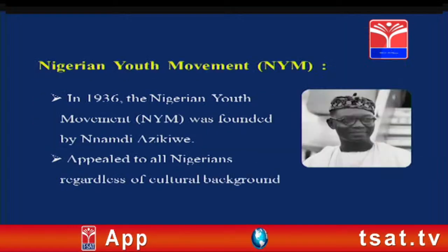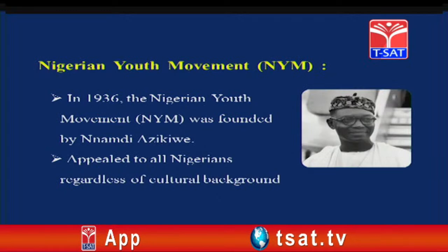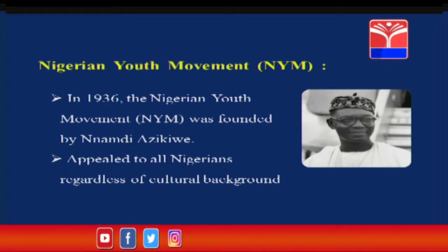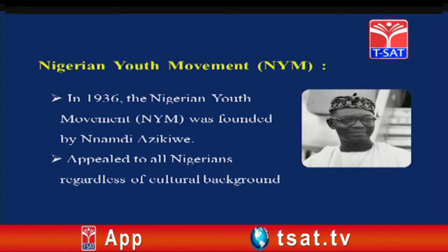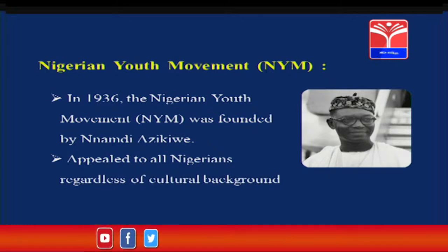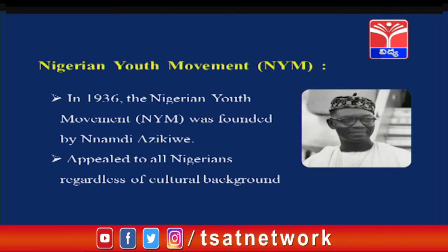Another political party arose in Nigeria, which is known as the Nigerian Youth Movement, in short NYM. In 1936, the Nigerian Youth Movement was founded by Nnamdi Azikiwe. This person appealed to all the Nigerians regardless of cultural background. You can see the picture of Nnamdi Azikiwe in this slide.